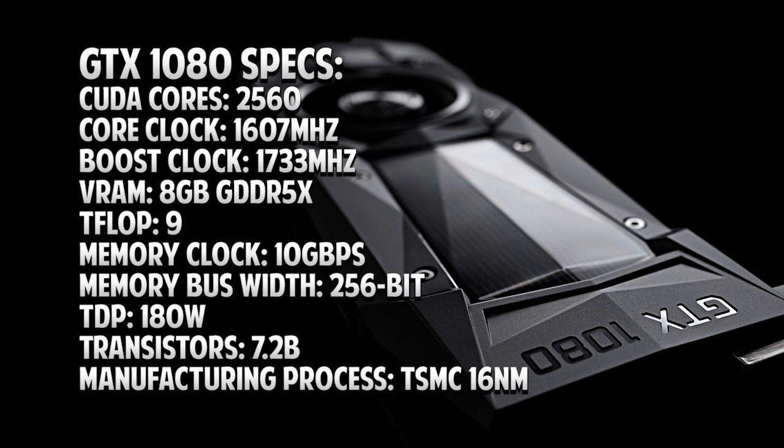The 1080 has 2560 CUDA cores, 1607MHz core clock, 1733MHz boost clock, 8GB of GDDR5X VRAM, totaling out at 9 teraflops speed, with a memory clock of 10 gigabits per second and a bus width of 256 bits. The total amount of power used by the actual card is only 180W, and it has 7.2 billion transistors. Also, because it's a new process, it's using the TSMC 16nm process.